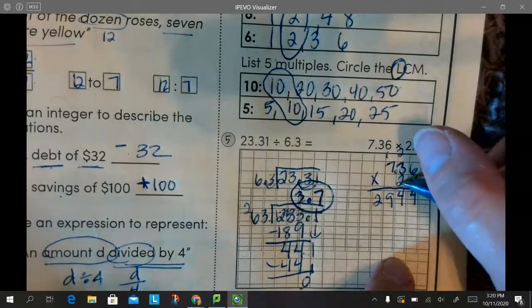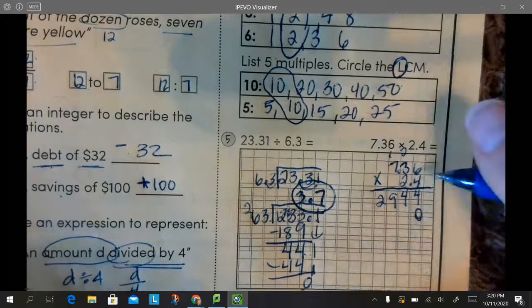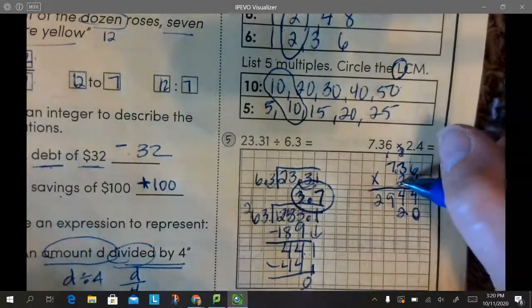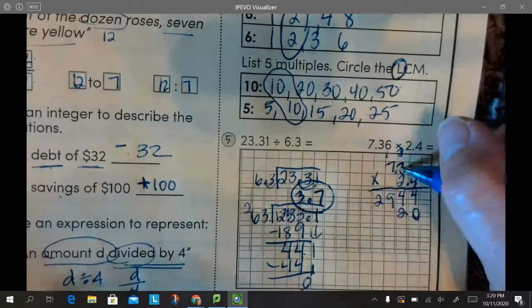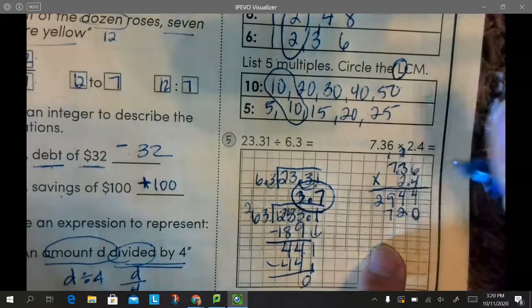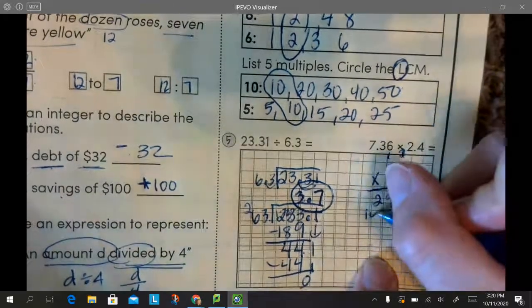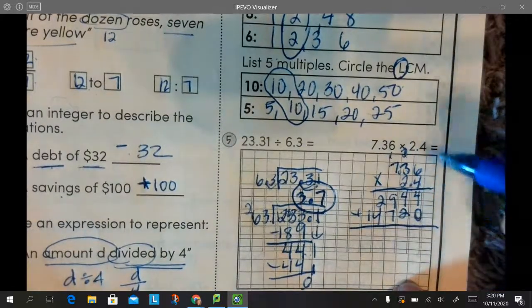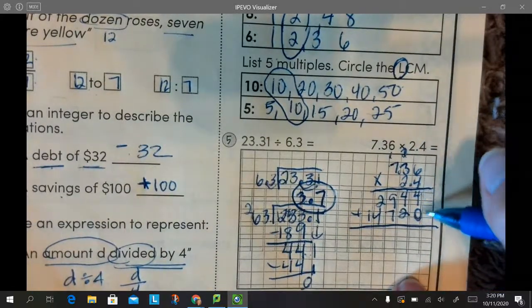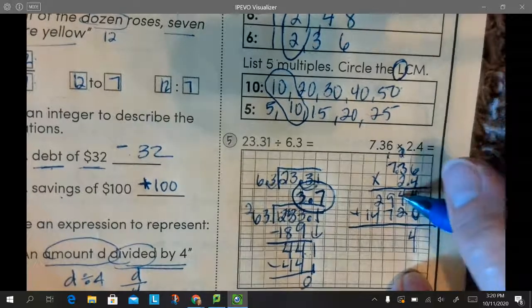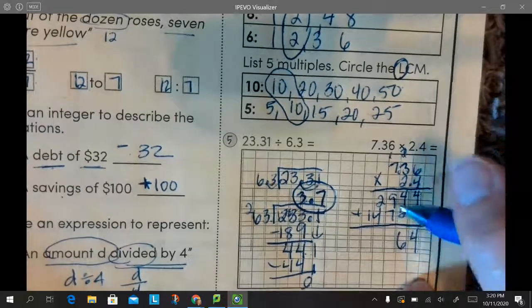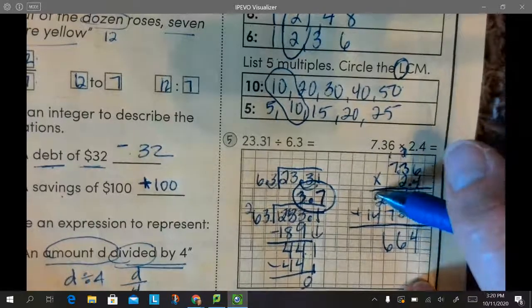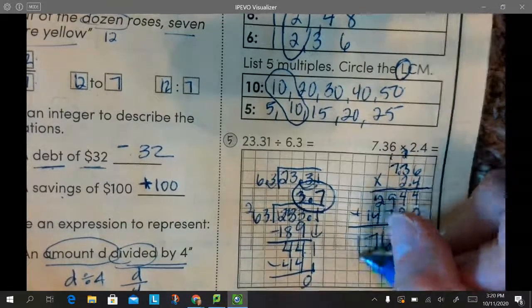Okay, and then you're moving over a placeholder, so you want to put a placeholder here. There's a 0. So 2 times 6 is 12. 2 times 3 is 6, plus 1 more is 7. And then 7 times 2 is 14. And then you want to add those up. And it looks like I kept these in a nice neat column, so I can add easily. 4 plus 0 is 4. 4 plus 2 is 6. 9 plus 7 is 16. Carry my 1. 4 plus 2 is 6. Plus 1 more is 7. And then bring down my 1.